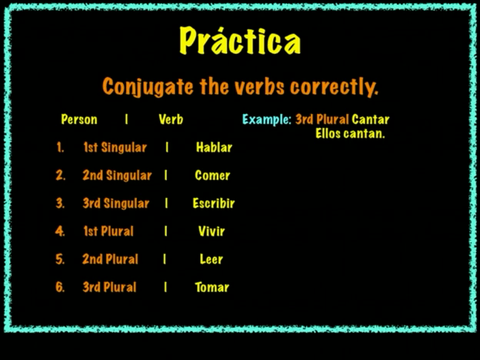Okay? Number 1, first person singular, hablar. Number 2, second person singular, comer. Number 3, third person singular, escribir. Number 4, first person plural, vivir. Number 5, second person plural, leer. And number 6, third person plural, tomar. Try these out, send me your responses, and let's see what we've got.